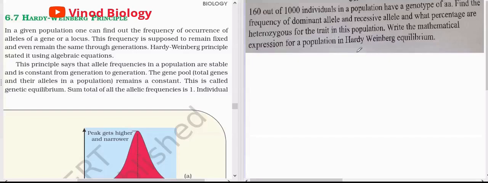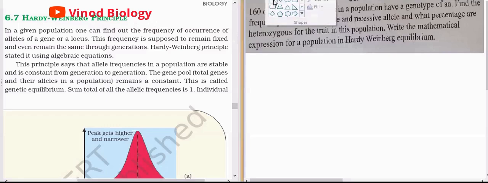Hi, today we got a question related to genetics, the Hardy-Weinberg principle. If you see, the question was stating like this: 160 out of 1000 individuals in a population have a genotype of aa. This is a given. So this value was given. 160 is the value of small a recessive.